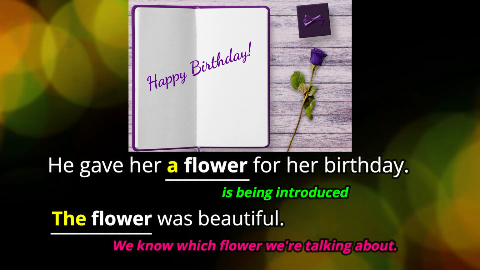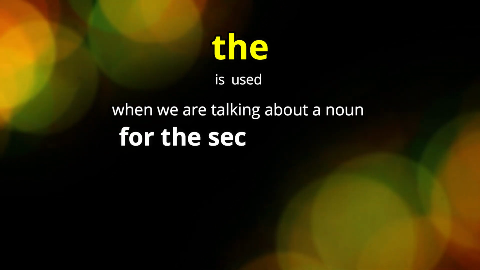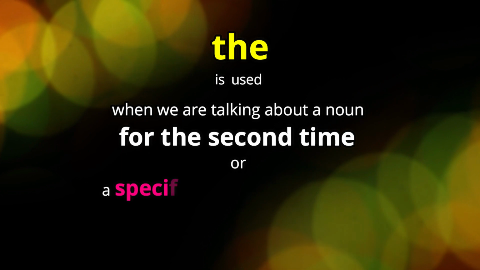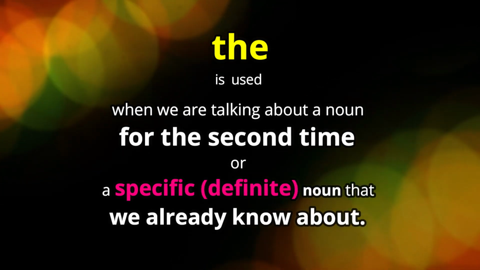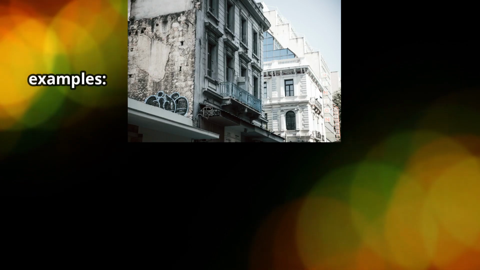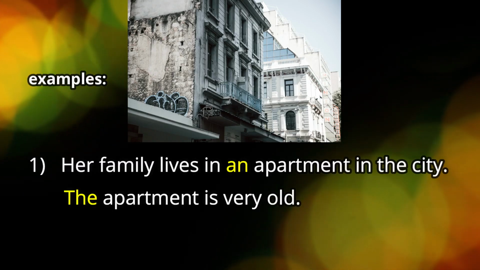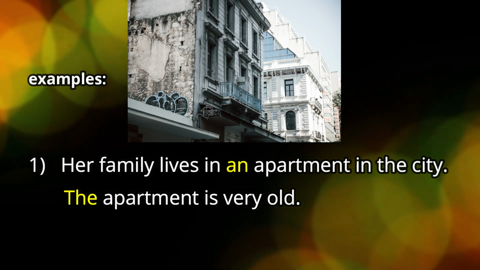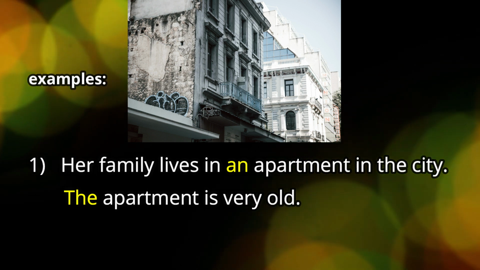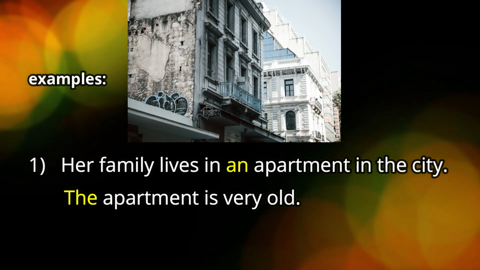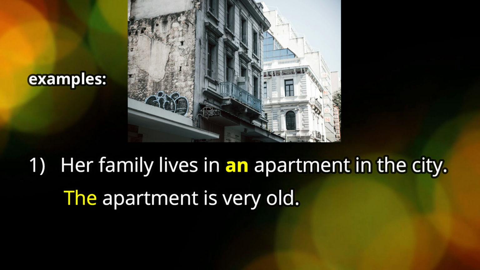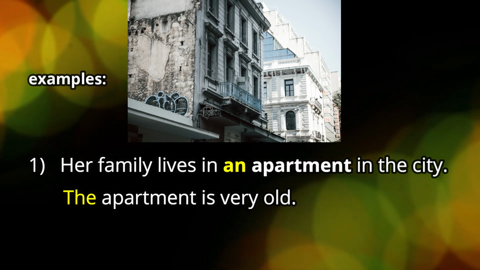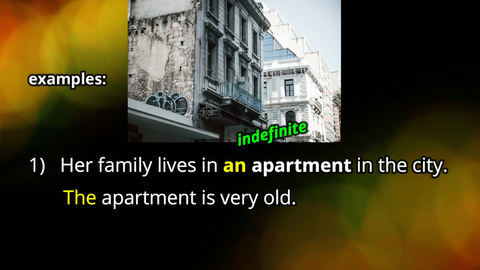So we can say the is used when we are talking about a noun for the second time, or a specific or definite noun that we already know about. Here are 2 more examples for you. In the first one, her family lives in an apartment in the city. The apartment is very old. In the first sentence, we use an in front of apartment. All right, it's an indefinite article.